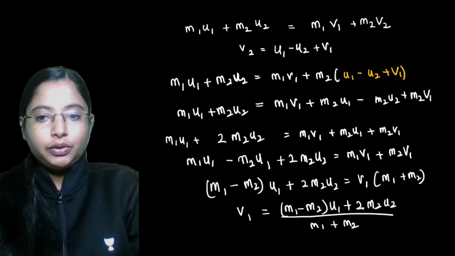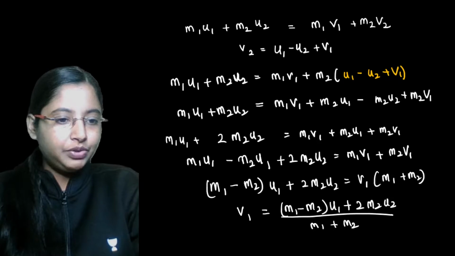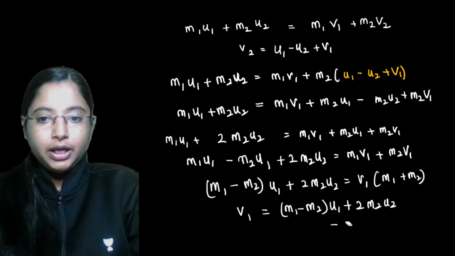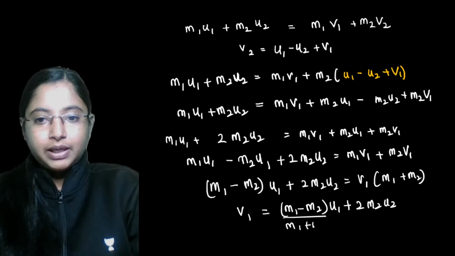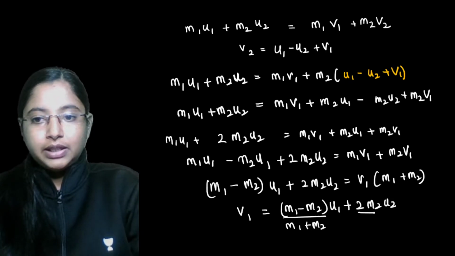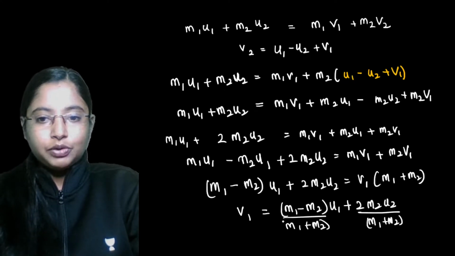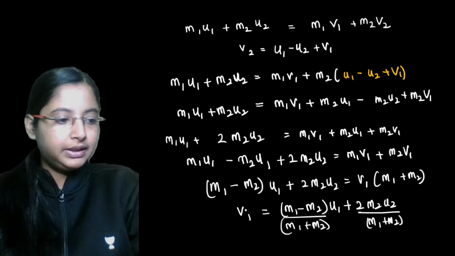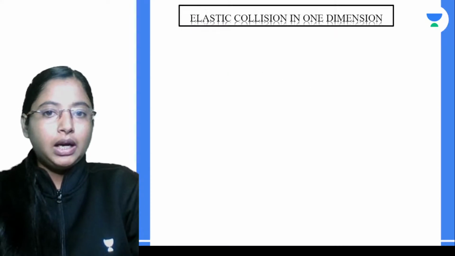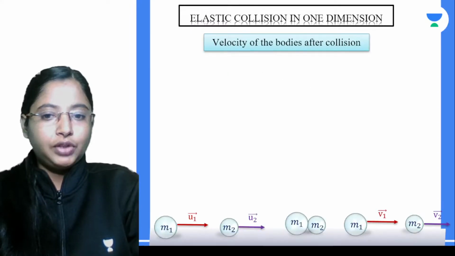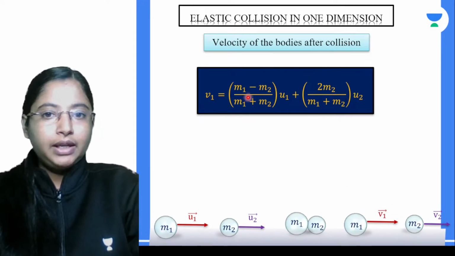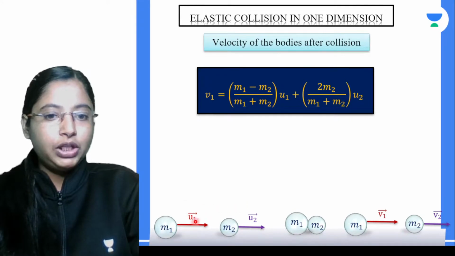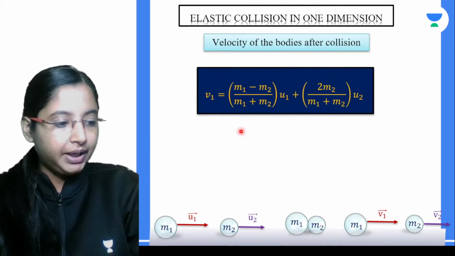Obviously you can divide it for individual terms, right? Instead of dividing by the whole, you can divide by individual terms over here, each divided by m1 plus m2. So this gives us the equation for the velocity of the object v1 after collision. If you know the mass of both objects and the initial velocity of both objects, v1 can be calculated.